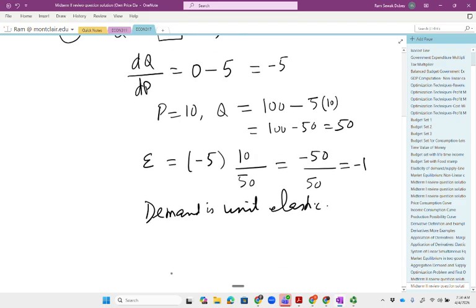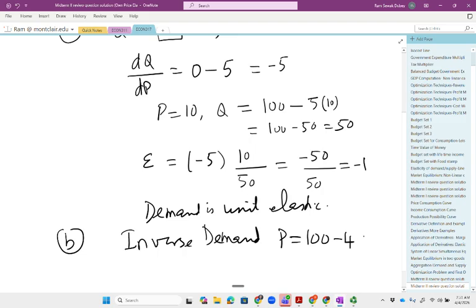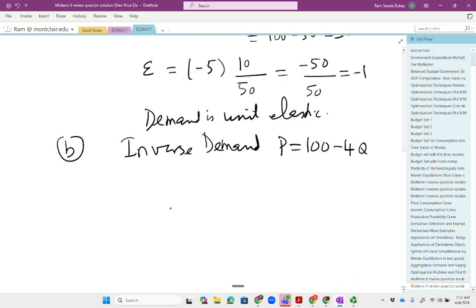Okay, in the next part, in part B, we are not given the demand function. Instead, we are given the inverse demand function, which is price equal to 100 minus 4 times Q. Remember, I need the derivative of Q with respect to P. So I have to convert this inverse demand into a demand function, which means I need Q on the left hand side, P on the right hand side. So let's do this transformation.